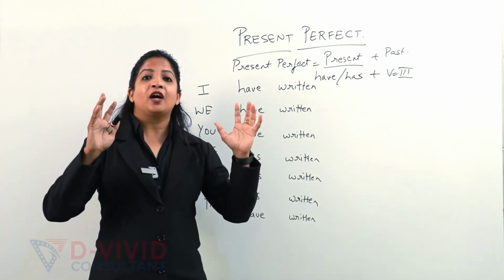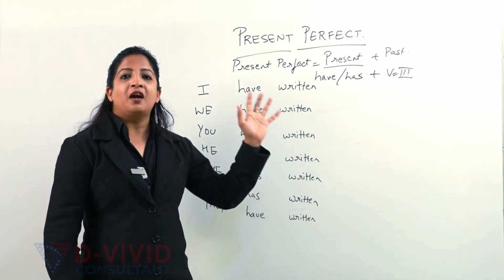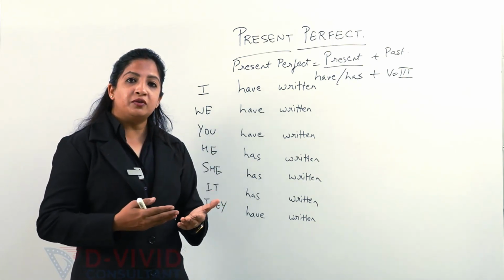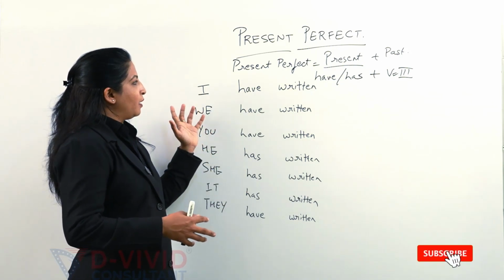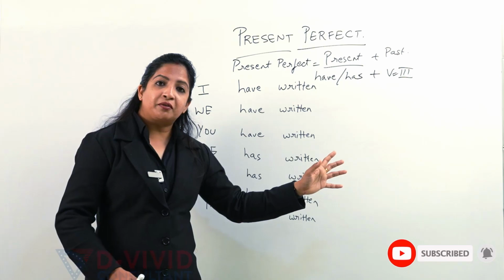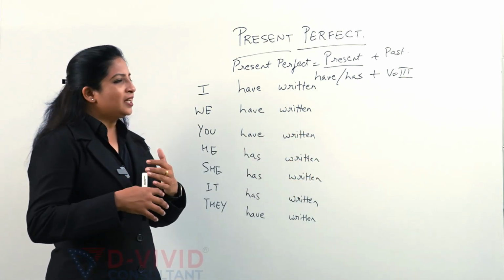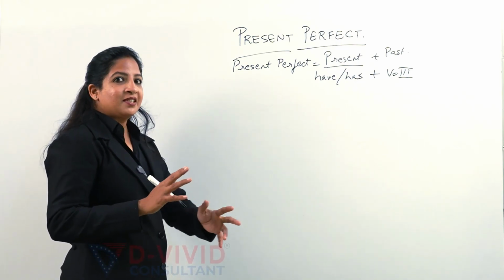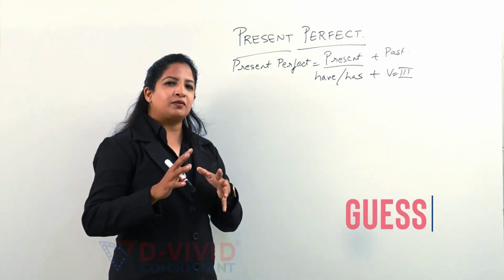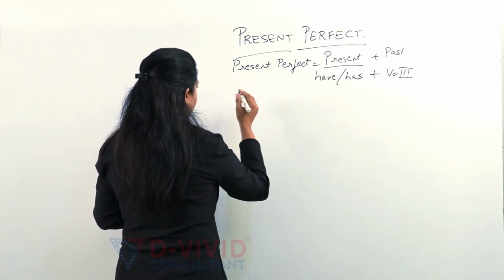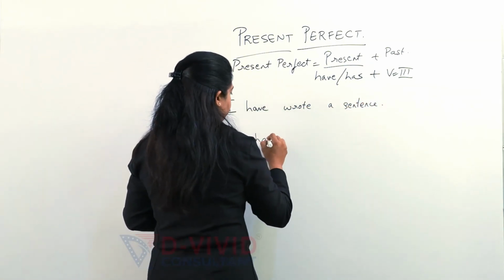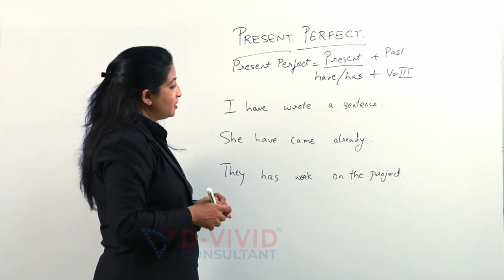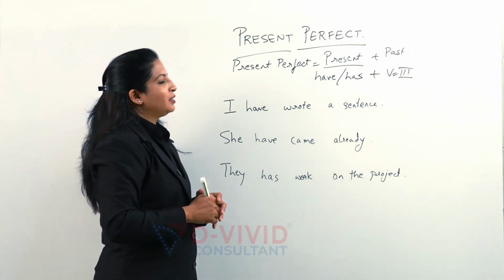So I hope that you have completely understood how the present perfect tense looks, what are its situations, how to use this tense, what kind of sentences you are going to use, how you are going to use the verbs. Now let us see a few errors that you guys make while using this tense. Now here are some sentences that I'm going to write. So I would like you guys to guess the errors. So here I have written 3 sentences and I would like you guys to spot the error.